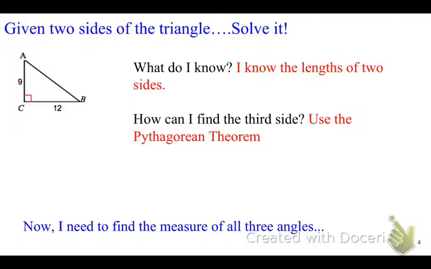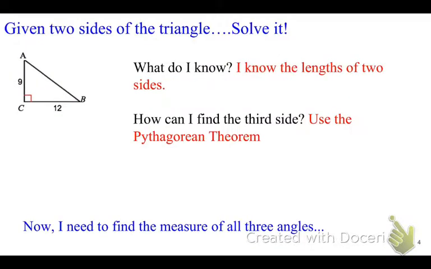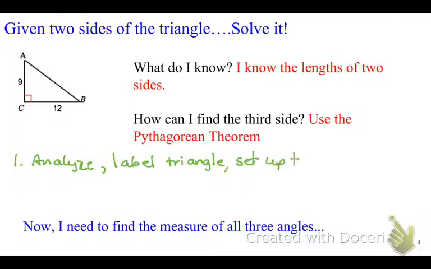So the very first thing you need to do, your step one, is to analyze what you know, label the triangle, and set up your table. And your table will just help you keep track of all the three angles and all the three sides.